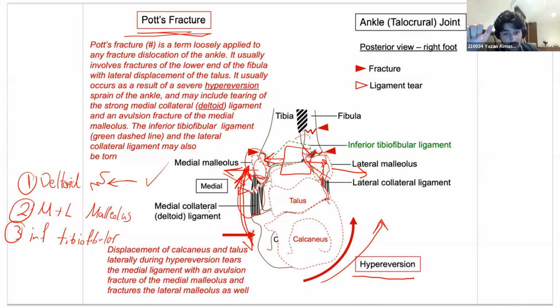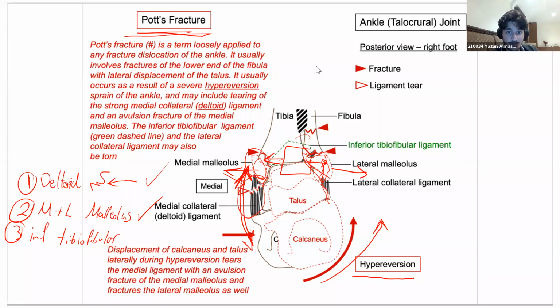The second thing we're going to have is a fracture of the medial and lateral malleolus. Why do we have that? Honestly, I have no idea. It's just a common presentation in Pott's fracture, something that usually happens. It doesn't have to be all of these findings. It just has to be a fracture plus the deltoid ligament affected.